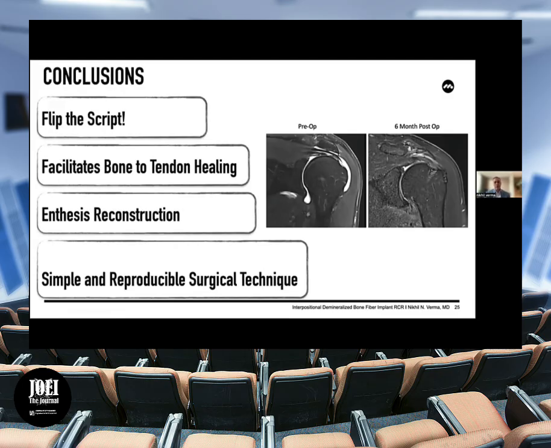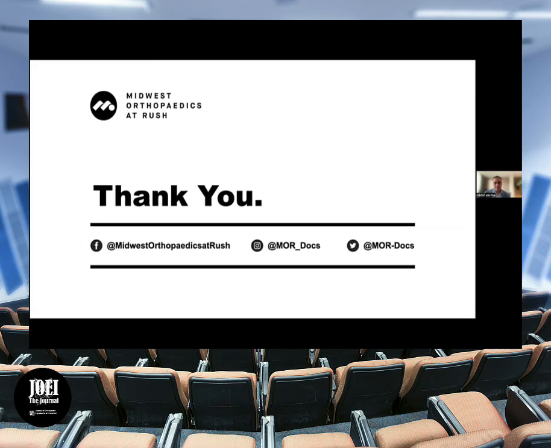So I think what we need to think about is that we've really been focusing on collagen deficiency, but what about tendon bone deficiency, and how do we facilitate normal enthesis reconstruction, and how do we do that with a simple and reproducible surgical technique? This has been the thought process that went into designing the implant, the instrumentation for the implant, and finally the techniques that surround the implant instrumentation. So hopefully that's helpful in introducing the topic a little further.